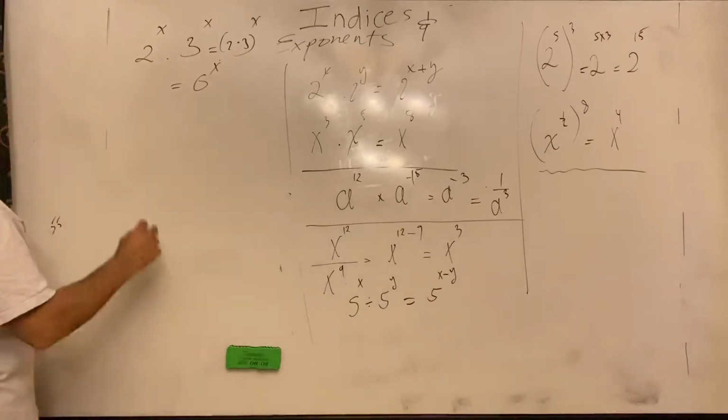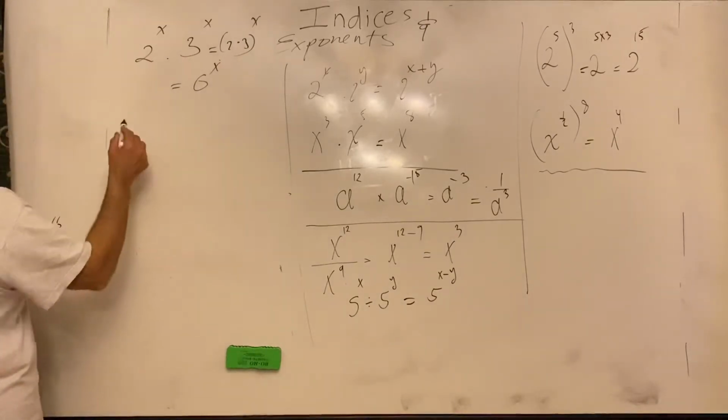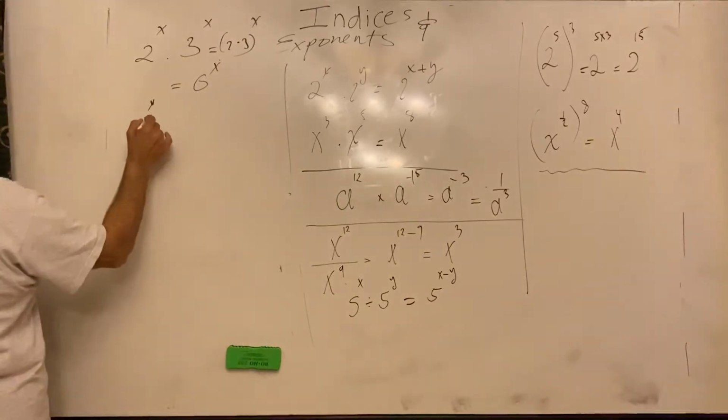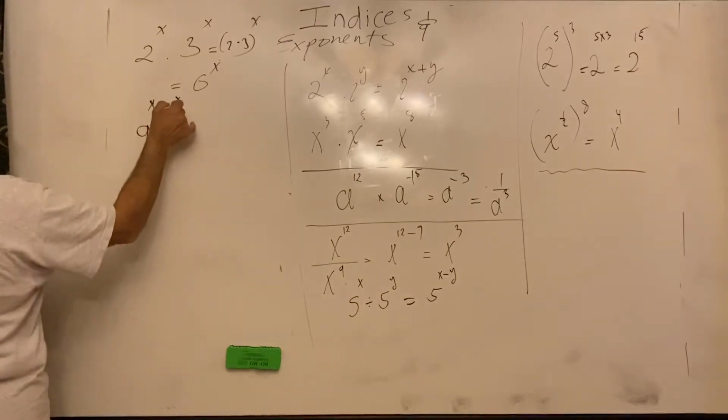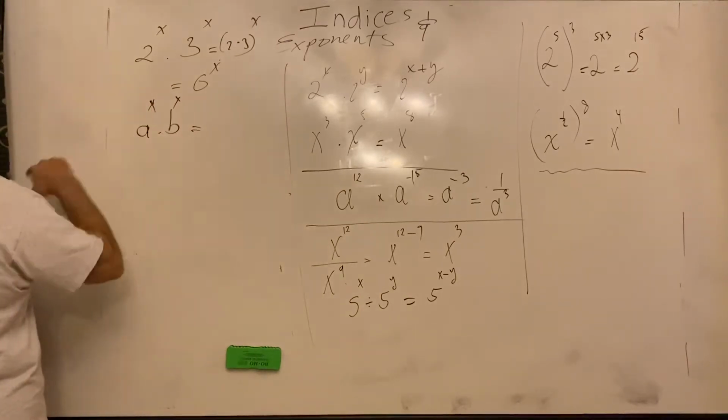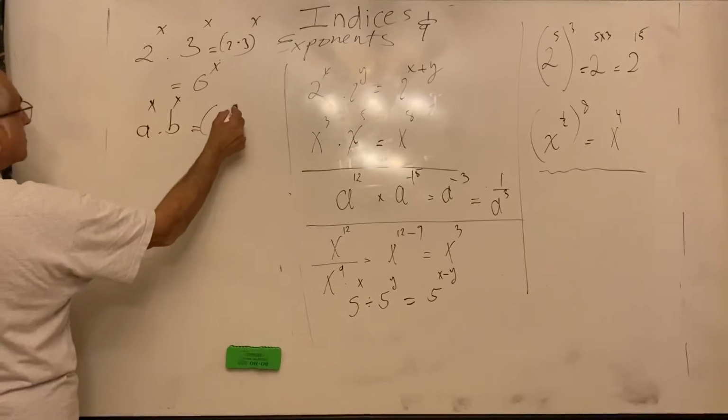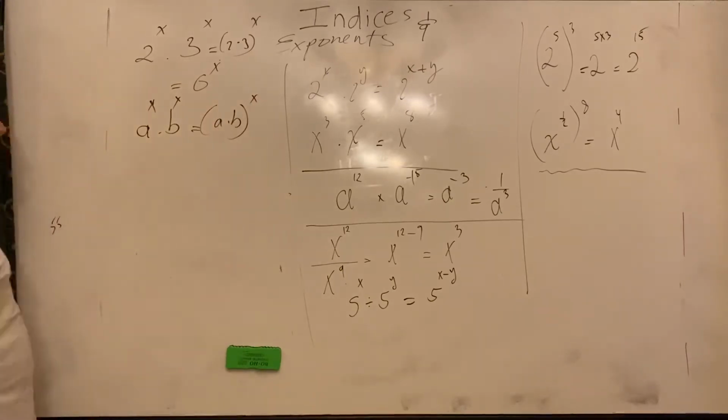Okay? Likewise, some people think it's different. a to the power of x times b to the power of x. Since both powers are the same, then we multiply the bases: ab to the power of x.